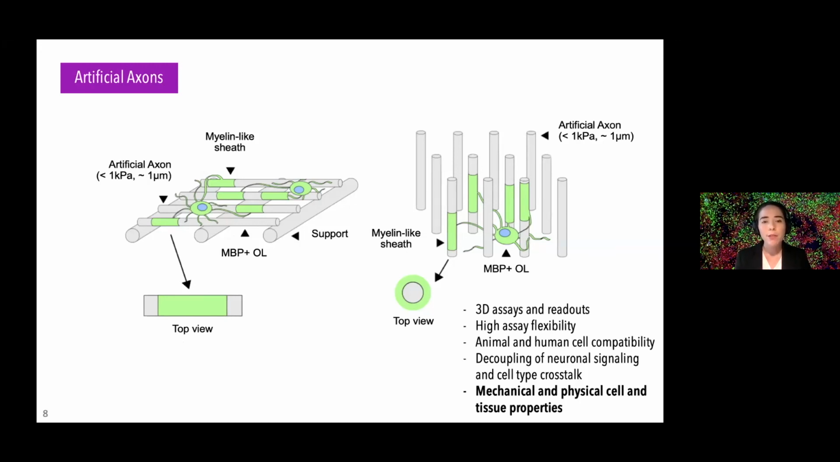And finally, for this to be useful, myelination needs to be quantifiable, and the device or assays developed with it need to be compatible with cell culture and drug development pipelines. So the two different orientations you see here, horizontal or vertical, are meant to facilitate faster acquisition of certain readouts. For example, segment length from the horizontal orientation, or concentric wrapping from the vertical orientation.